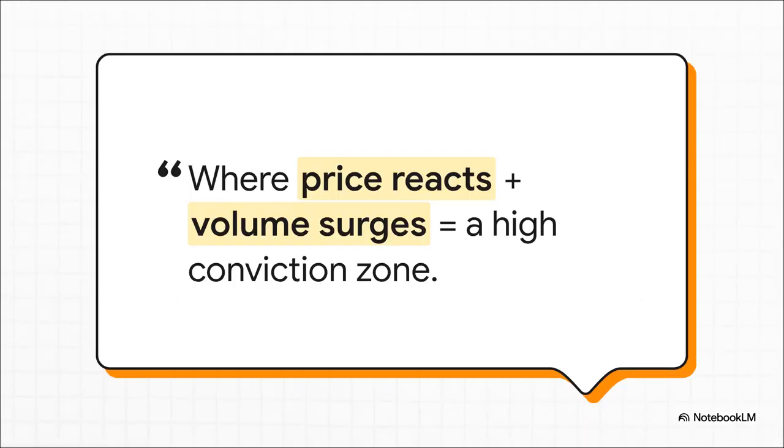So here's where it all comes together. This is the key. When you find a spot where the price is reacting, say bouncing off a support zone, and at that exact moment the volume surges, boom, that's what we call a high conviction zone. That's the good stuff. It's the difference between just guessing and making a really educated trade.